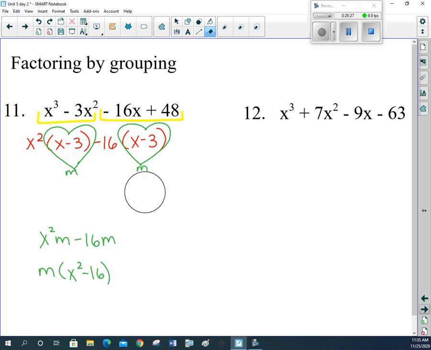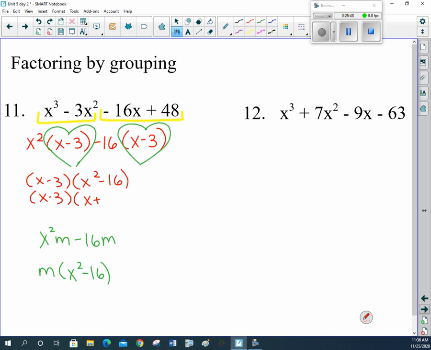That's what we're going to do up here. We're going to use these hearts or whatever you want, the x minus 3. It's the same parenthesis. It comes out in front as a greatest common factor, and then you're left with x squared minus 16. Okay, so x squared minus 16 keeps factoring though. So x minus 3, x plus 4, x minus 4. Remember, this is a degree 3, so if I multiply all this out, I should end up with a degree 3. And I would get a degree 3 if I did x minus 3 times x plus 4 times x minus 4.